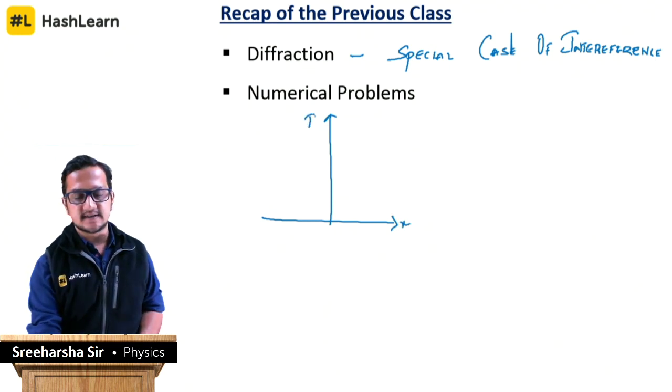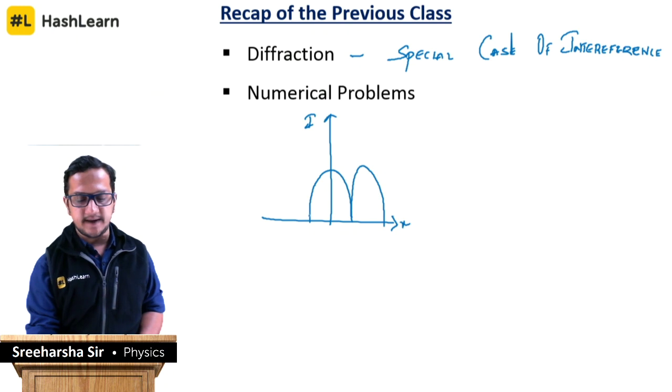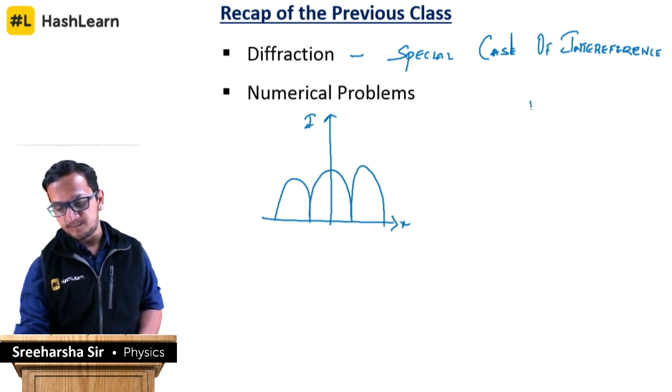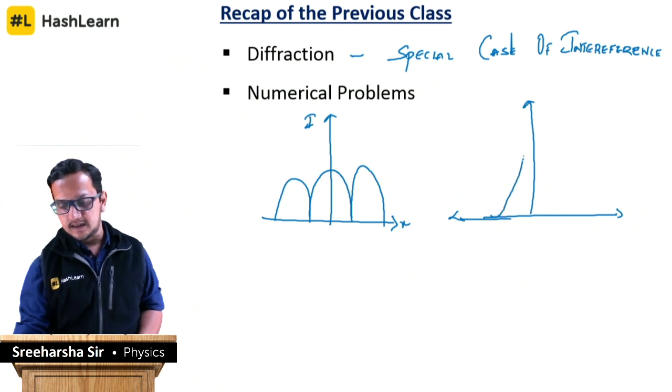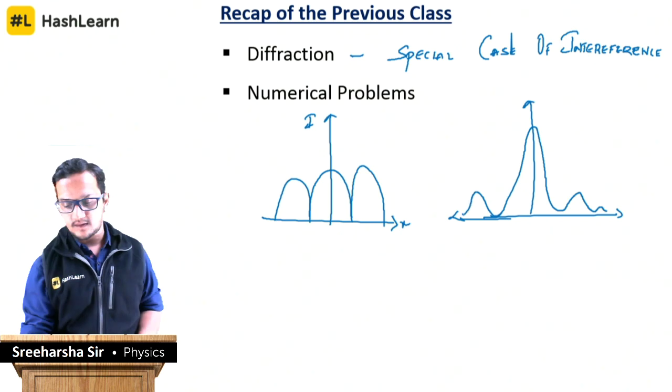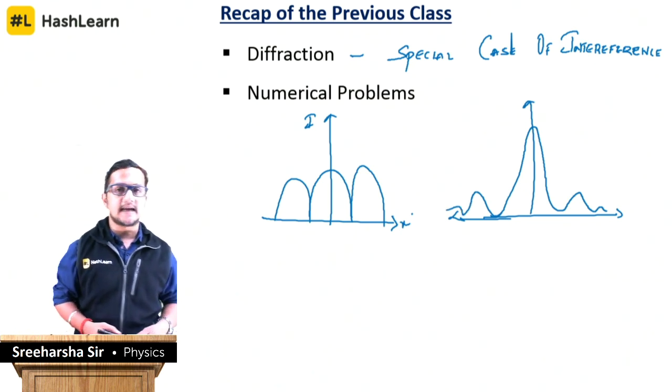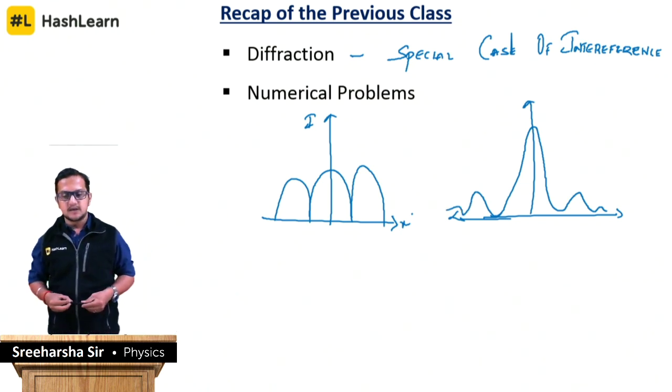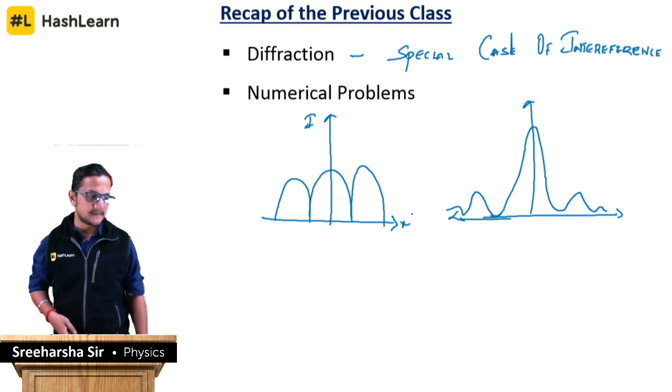The intensity versus distance curve in interference: each band has the same intensity and same width. Whereas in diffraction you will have the central bright maximum followed by minima. So this was the diffraction and the interference pattern.